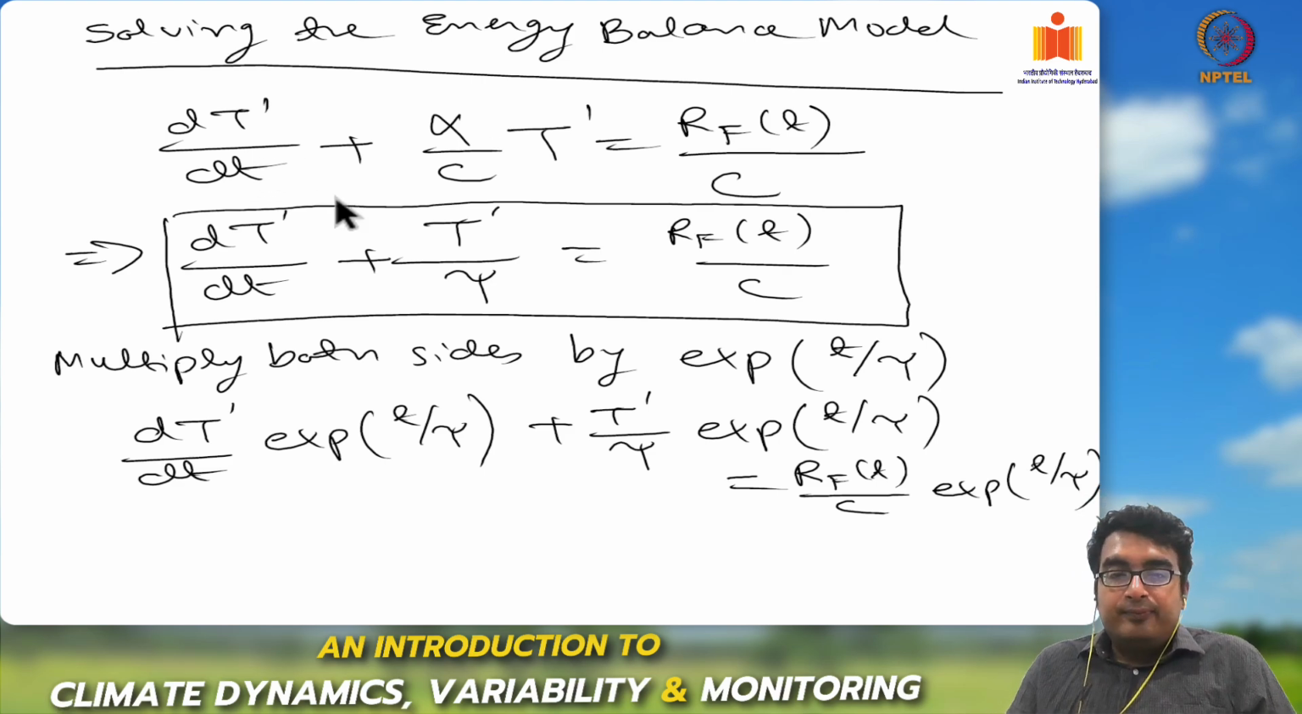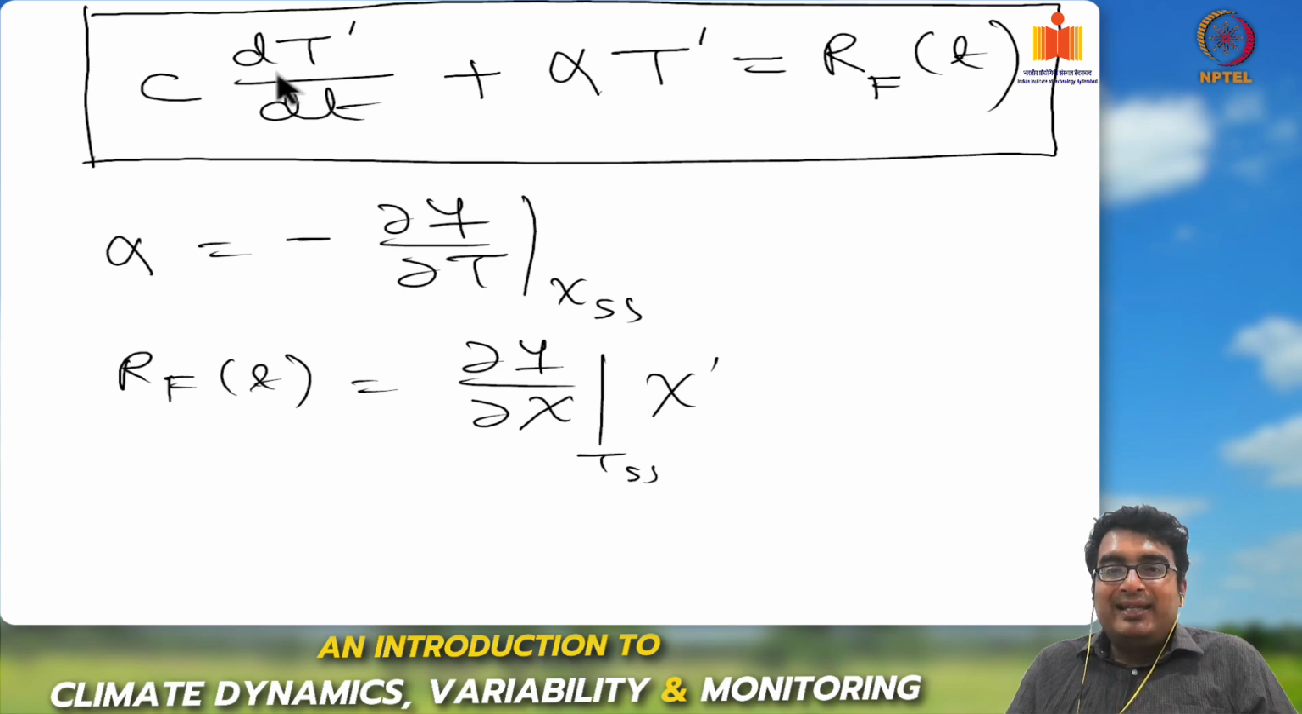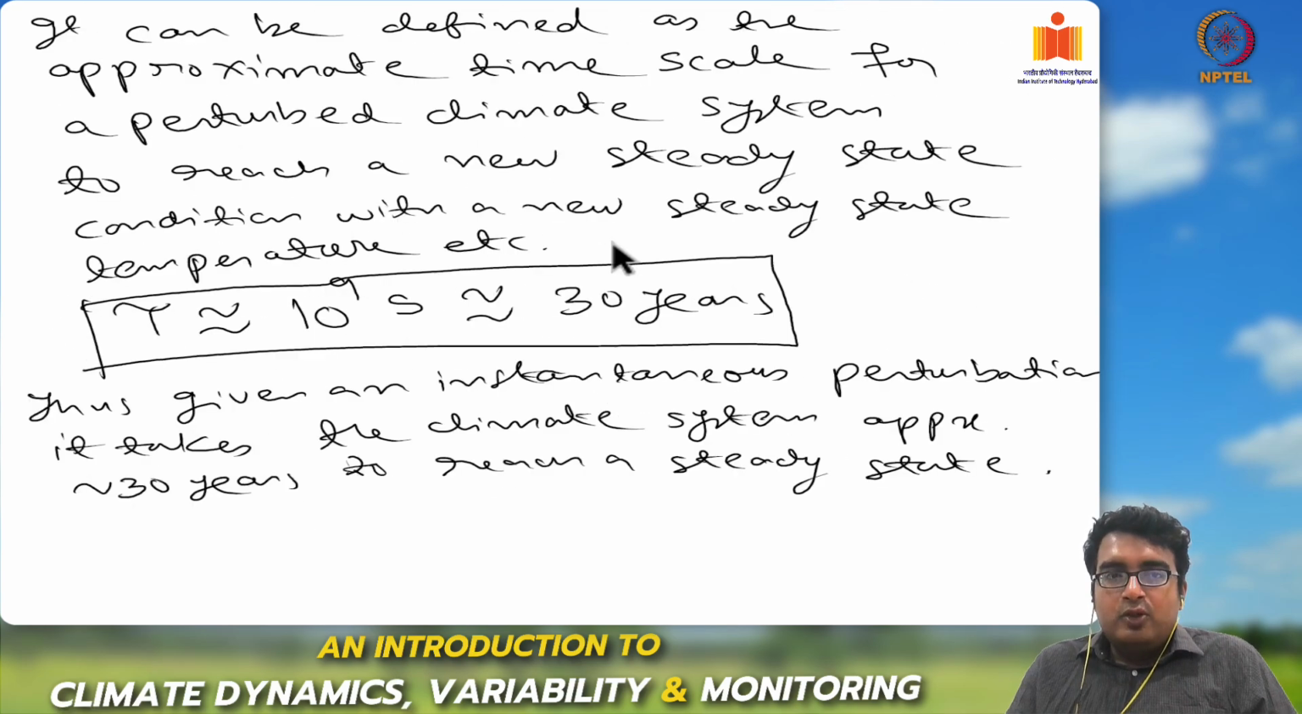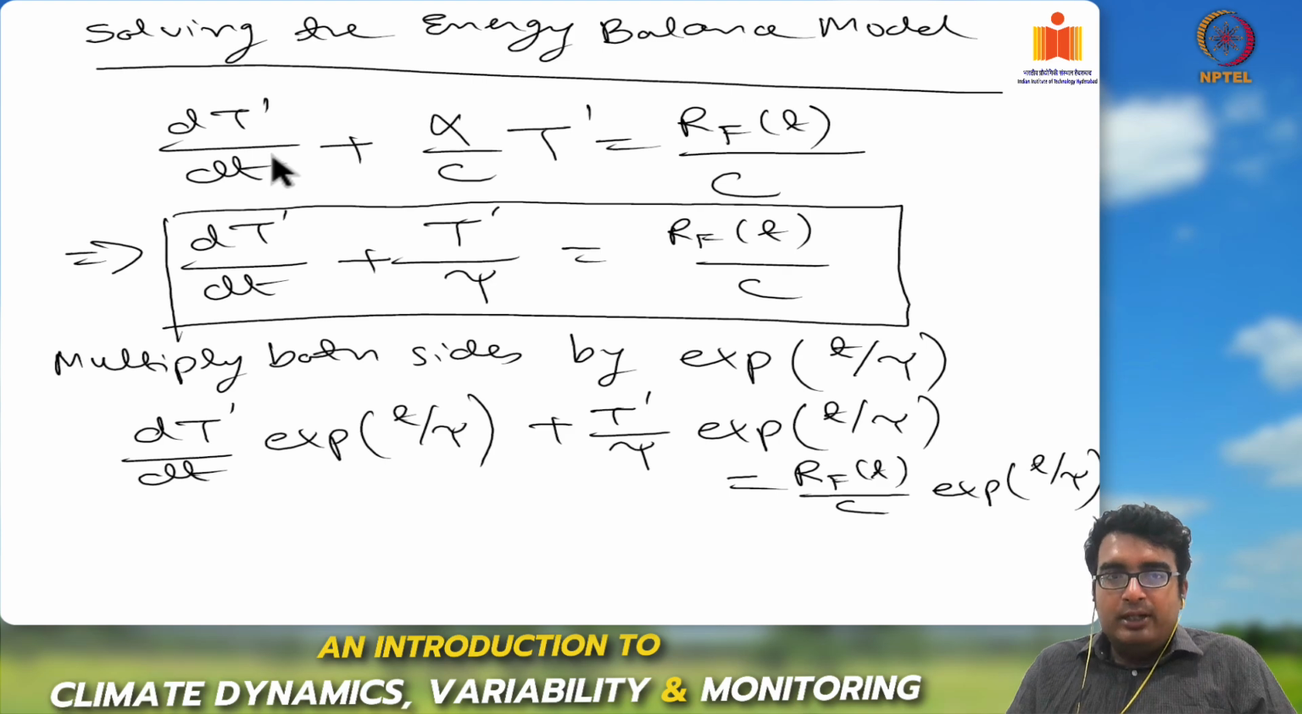So what we do is, here we take the C to the denominator. So we get dT'/dt plus alpha by C, which is 1 by tau, right, into T' equals RF(t) by C. So this becomes the gradient of T' with time plus temperature perturbation divided by the relaxation time or feedback response time equal to the radiative forcing term divided by the heat capacity of the atmosphere ocean system.